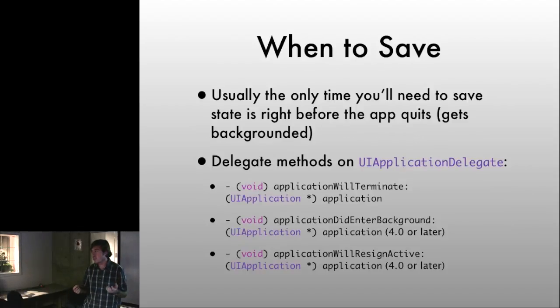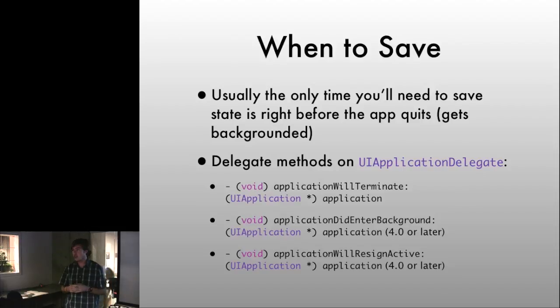So when is a good time to save when you have some data that you need to save? Most of the time, you just need to save right before you quit, so that you can clean up and make sure that everything that needs to be saved is saved. The common case is in your application delegate. There are these methods: applicationWillTerminate prior to iOS 4, and things like didEnterBackground and willResignActive since iOS 4, for when your application is about to go to the background state, and also when it's going to lose being the currently active app.